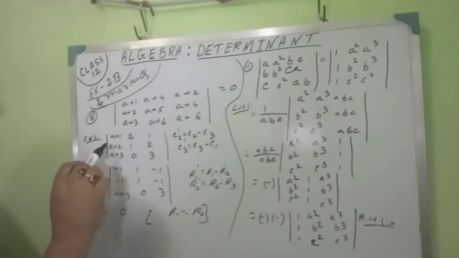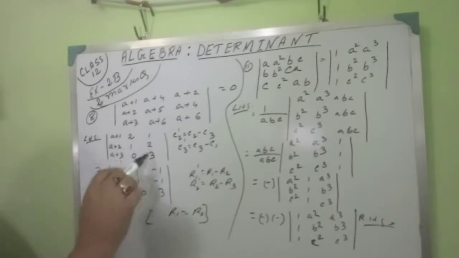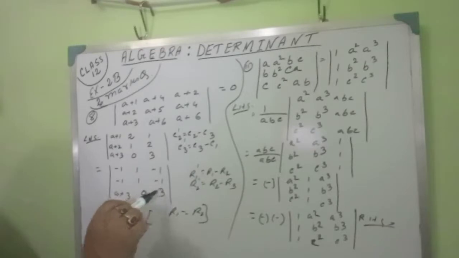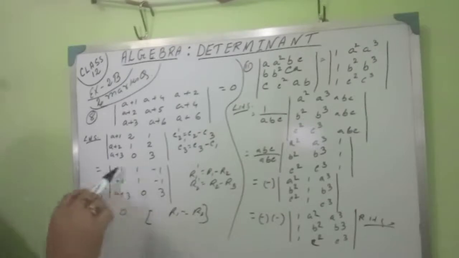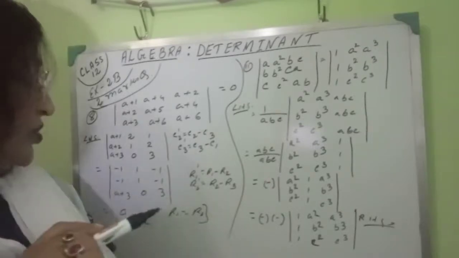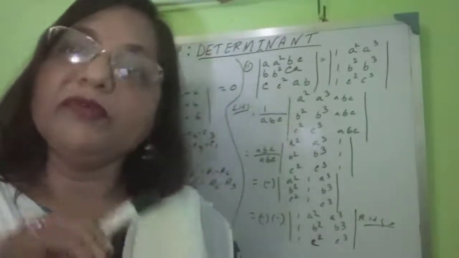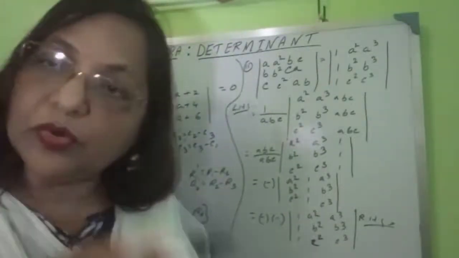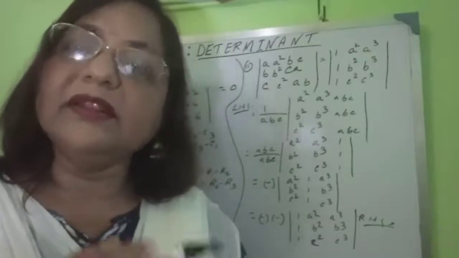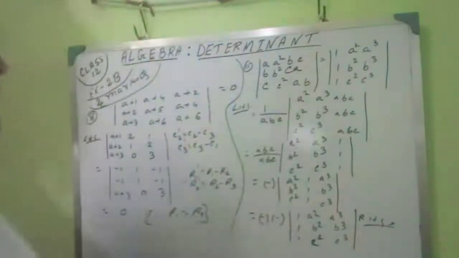Similarly, second row R2 minus R3. So 2 minus 3 is minus 1. 1 minus 0 is 1. 2 minus 3 is minus 1. And the third row will remain the same, that is a plus 3, 0, minus 1. Now look. First row, that is minus 1, 1, minus 1. Second row minus 1, 1, minus 1. Again, two identical rows. When two rows are identical, R1 equals R2, so we can put the value as 0 since we know the property: if any two rows or any two columns are identical, then the value of the determinant will be 0.